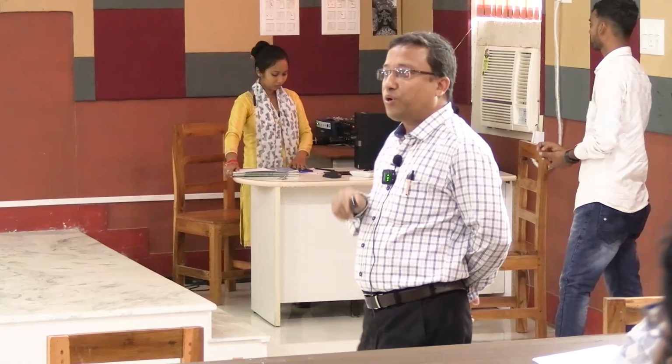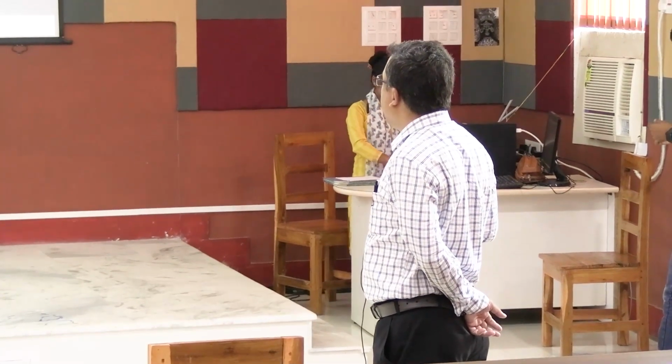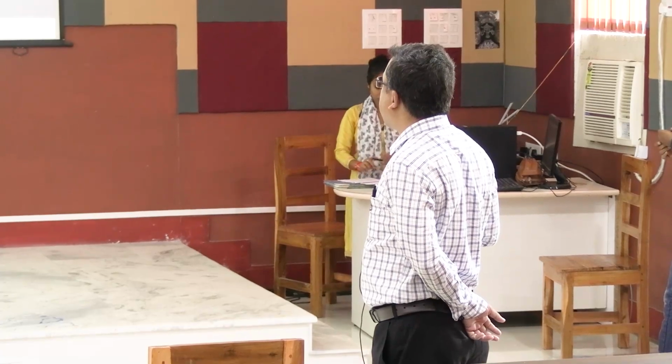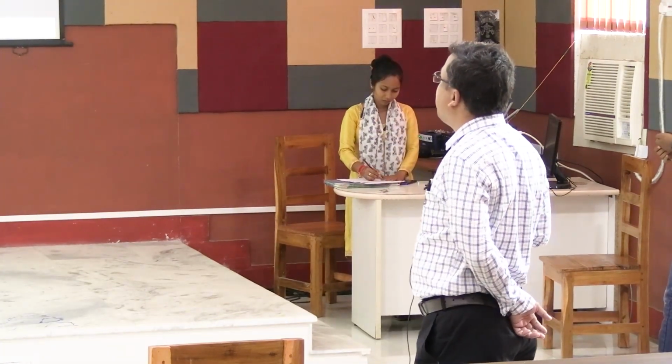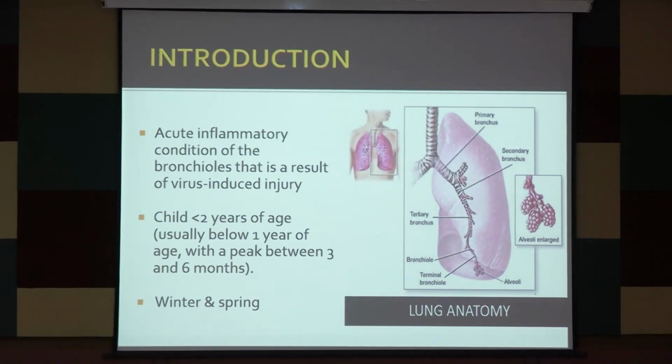So the disease of bronchiolitis is here in the bronchiole, just below or beyond the bronchiole, that is terminal bronchiole and the alveoli. When the disease is in the bronchiole, it is known as bronchiolitis. But when the disease is here in the alveoli, it is known as pneumonia. So, acute inflammatory condition of the bronchiole, that is a result of viral induced injury. So remember, bronchiolitis is a viral infection.